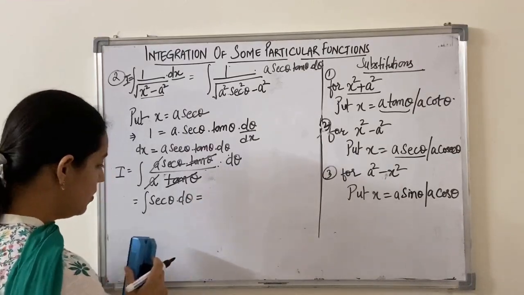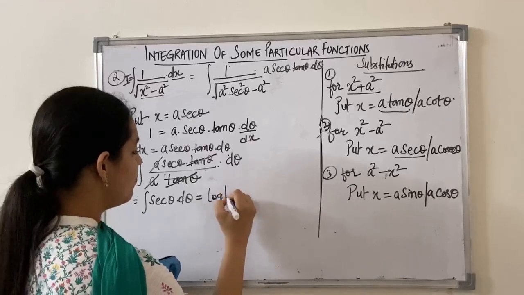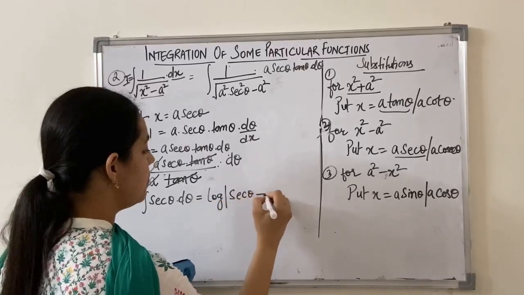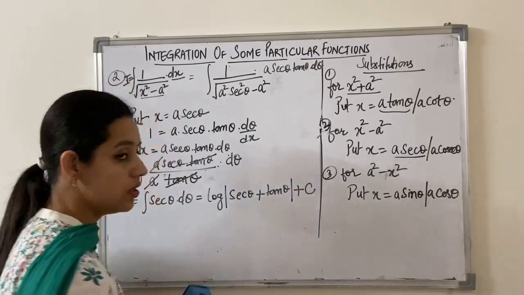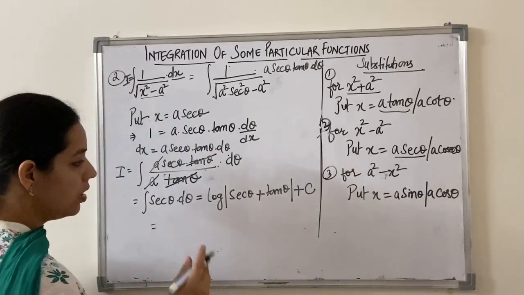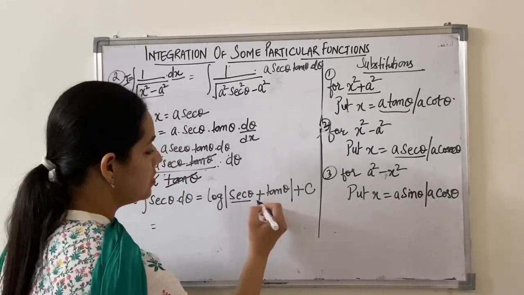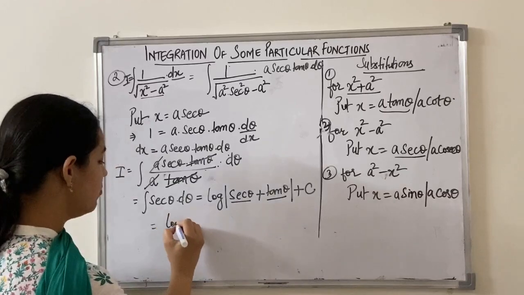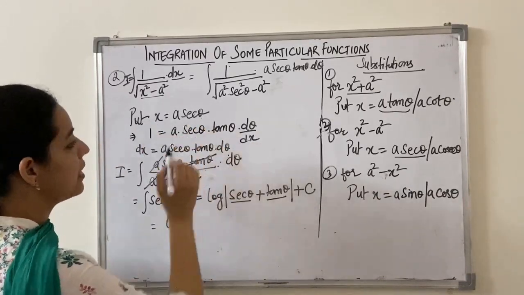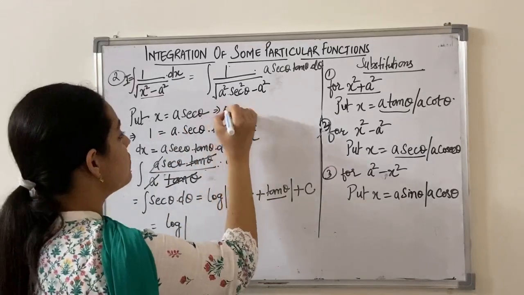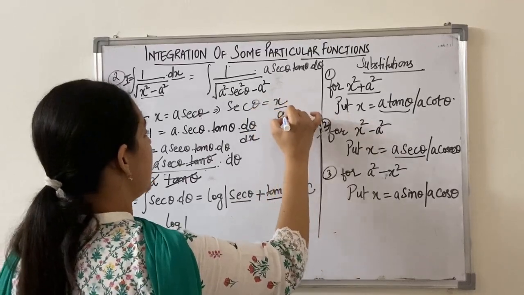We have learned previously that the integration of secant theta is log of mod of secant theta plus tan theta plus the constant of integration c. So now the answer we have got is in terms of theta. We have to change it in terms of x. So let us see what it becomes. We had introduced theta here by putting x as a secant theta. So the value of secant theta will be equal to x upon a from here.